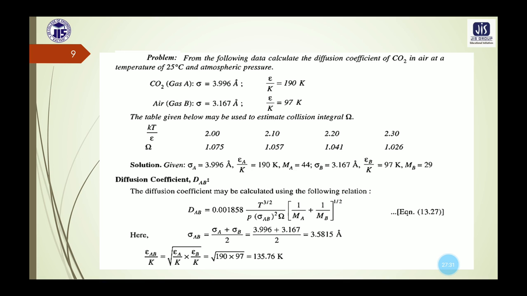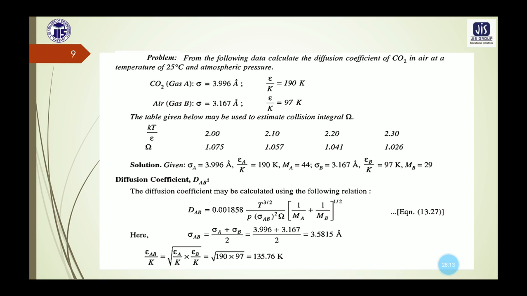The table given below may be used to estimate the collision integral omega. So this table is given here. Sigma A for the carbon dioxide, gas A, is given, epsilon A by K is given as 190 Kelvin. MA is given as 44, sigma B is given as 3.167 Angstrom, epsilon B by K is given as 97 Kelvin. Molecular weight of the species B is given as 29.